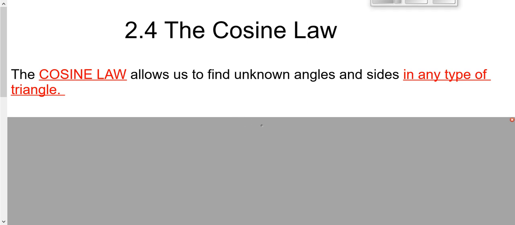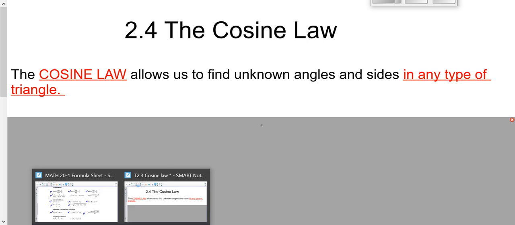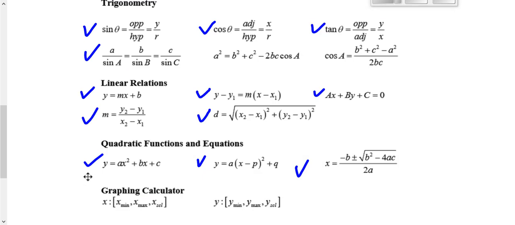So let's quickly look at the formula sheet first so that we know what it looks like. Sorry, this is the cosine law. There are two versions of the cosine law, this and that. If you manipulate this, you can get this, or if you manipulate this, you can get that. So you don't have to memorize any of these at all.